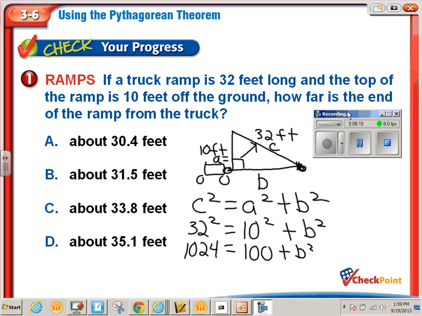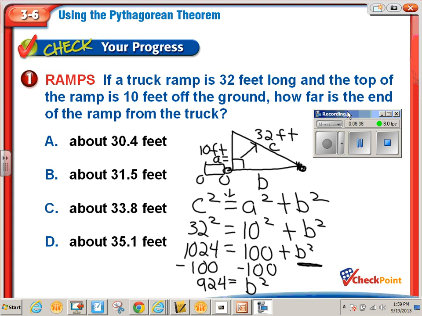Now remember, we're not trying to solve for B squared, we're just trying to solve for B. But the first step to get there is to isolate B squared, or get it by itself. To do that, you're going to subtract 100 on both sides of the equation. So we end up with 924 is equal to B squared. Just like in an equation, you want to make sure that your equal signs are lined up.